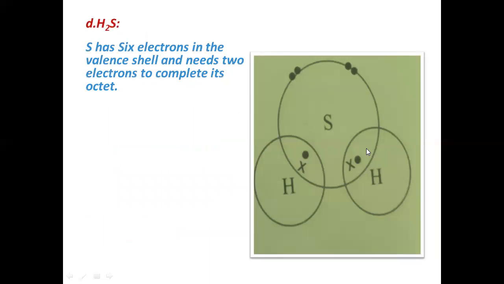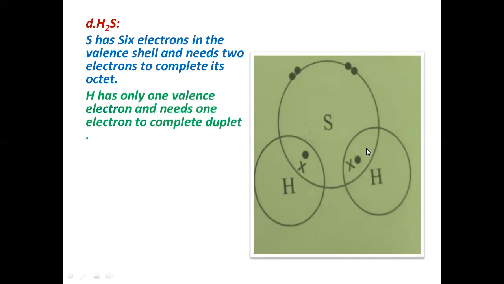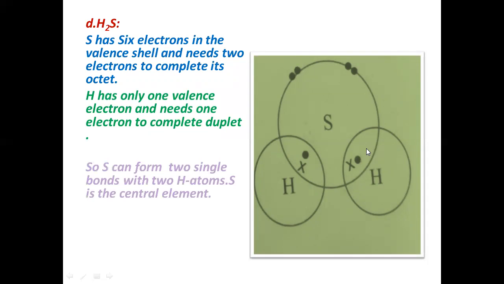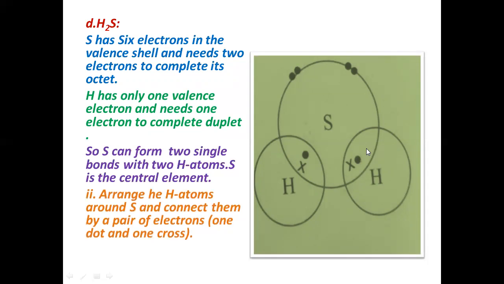Hydrogen sulfide: sulfur will be the central atom because sulfur needs 2 electrons to complete its octet, while hydrogen has 1 electron in its outermost shell and it needs 1 more electron to complete its duplet. So hydrogen has only 1 valence electron and needs 1 electron to complete its duplet. So sulfur can form 2 single bonds with 2 hydrogen atoms. As a central element, arrange the hydrogen atoms around sulfur and connect them by a pair of electrons, one dot and one cross.